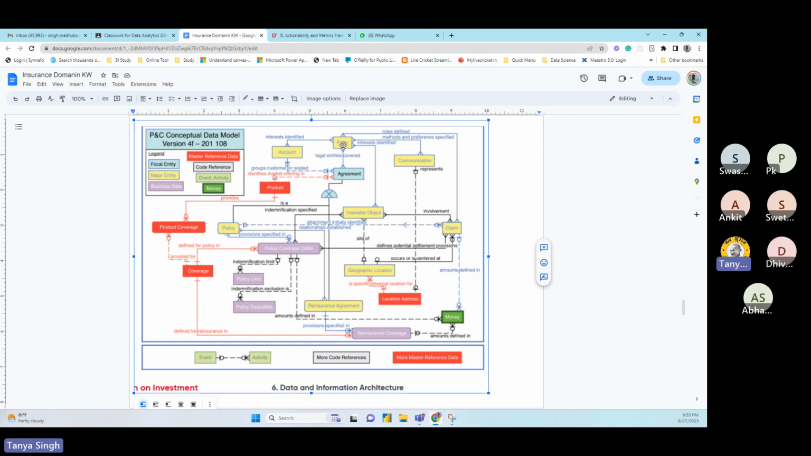So what it means is, if I am a person, then I need a physical address, I need a phone number, mobile number, and all that, right? And so that's a party. Policyholder or insured is a party. Then it could be possible that Tanya will make a claim for the same policy, right?